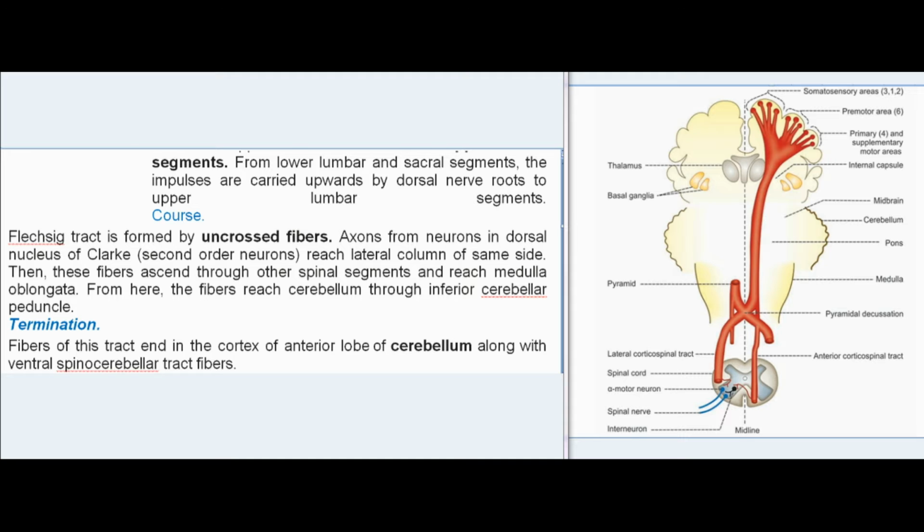Course. Flechsig tract is formed by uncrossed fibers. Axons from neurons in dorsal nucleus of Clark, second-order neurons, reach lateral column of same side. Then, these fibers ascend through other spinal segments and reach medulla oblongata. From here, the fibers reach cerebellum through inferior cerebellar peduncle. Termination. Fibers of this tract end in the cortex of anterior lobe of cerebellum along with ventral spinocerebellar tract fibers.